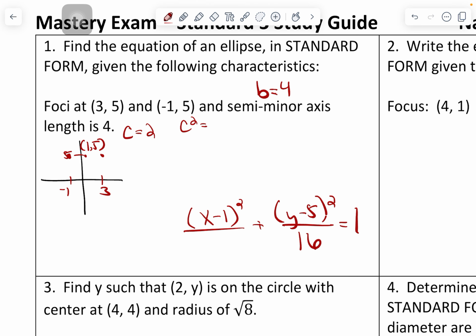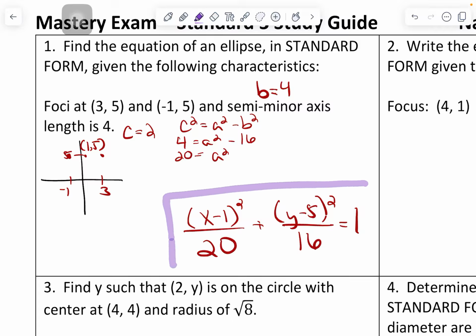So c squared is equal to a squared minus b squared. So that's going to be 4 is equal to a squared minus 16. Add 16 to both sides. I'm going to get a squared is equal to 20. I really don't care what a is equal to. So there is the equation in standard form for question number 1.